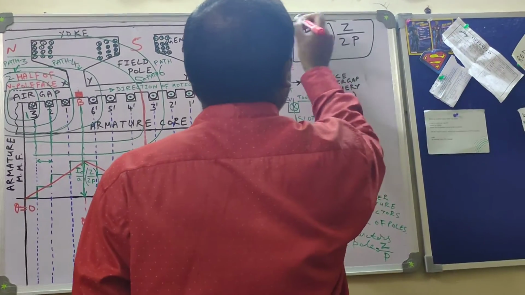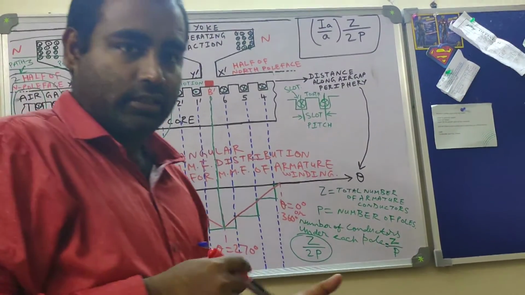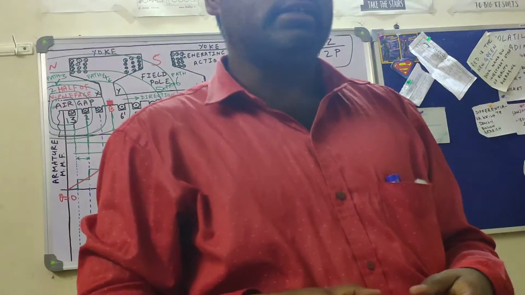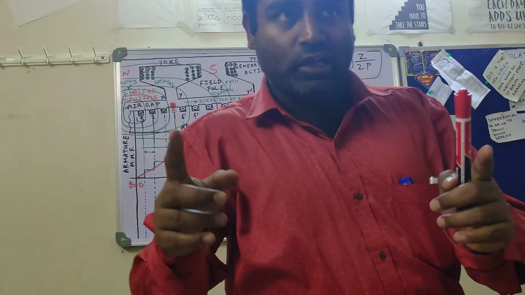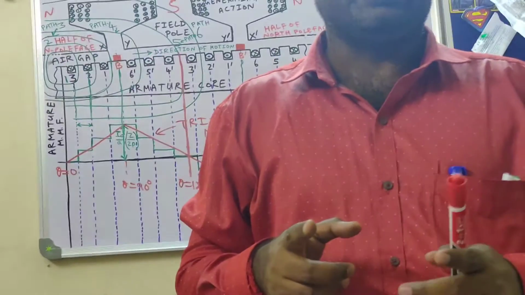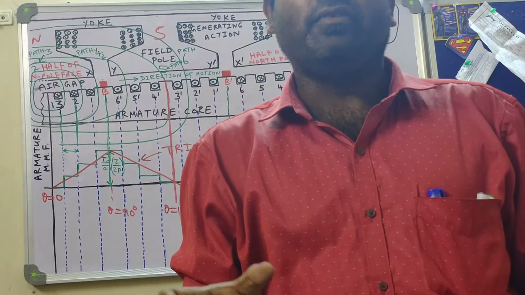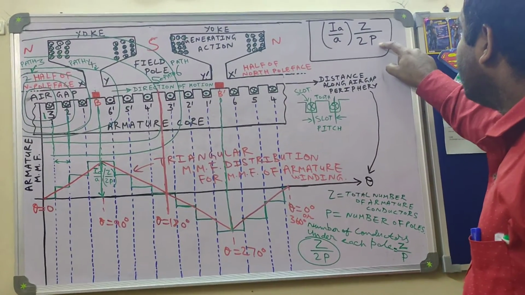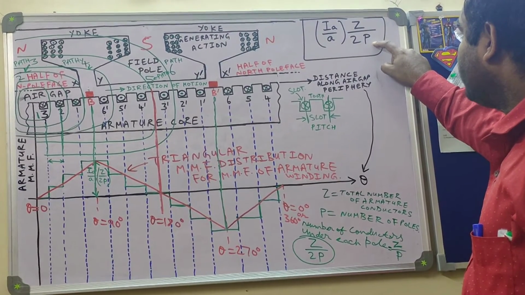So what is the logic of saying this? The logic is very simple. Z is the total number of armature conductors and P is the number of poles. So what is the number of armature conductors under each pole? Z by P. Under one pole face, Z by P armature conductors are there. So under half of the pole face, the number of armature conductors will be Z by 2P.